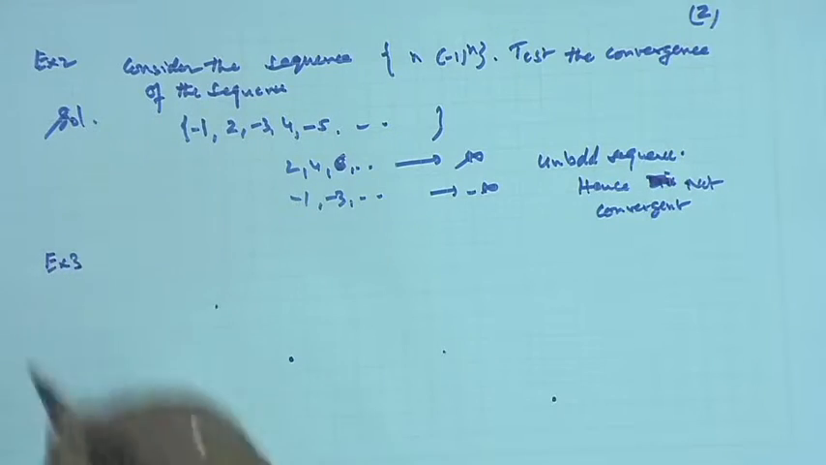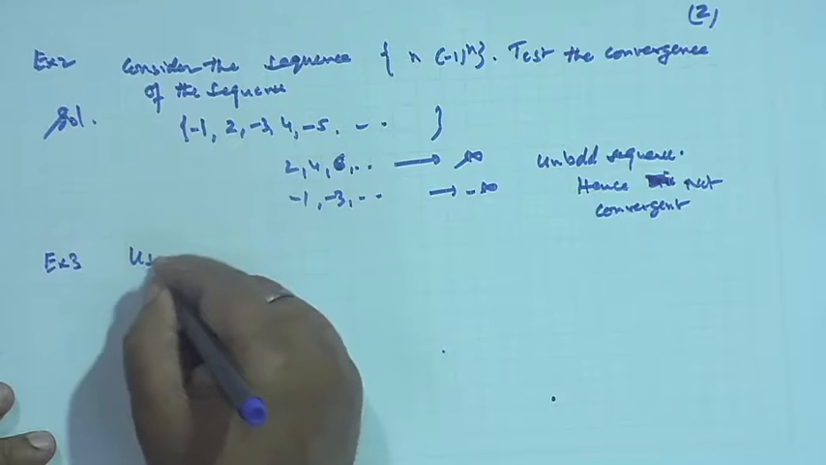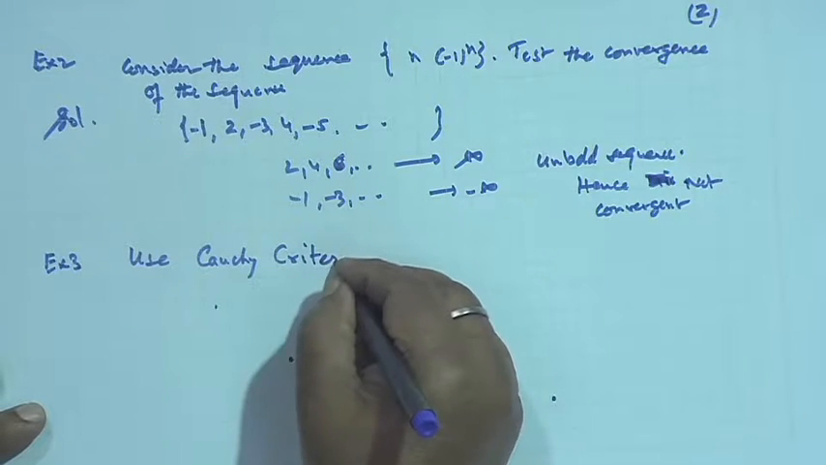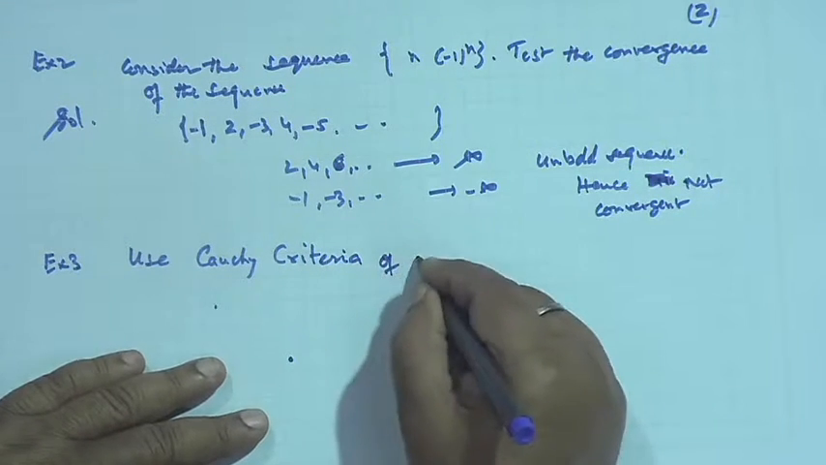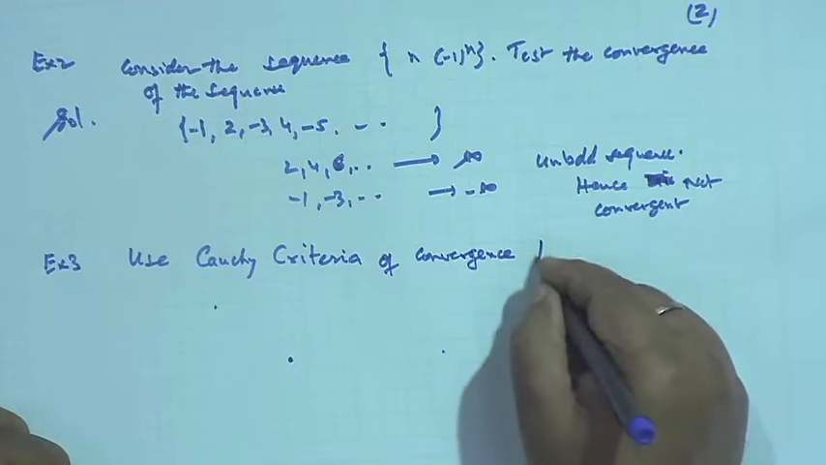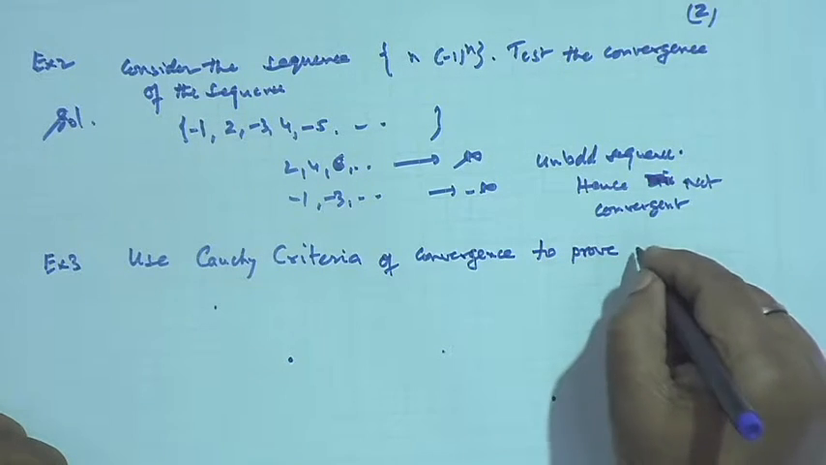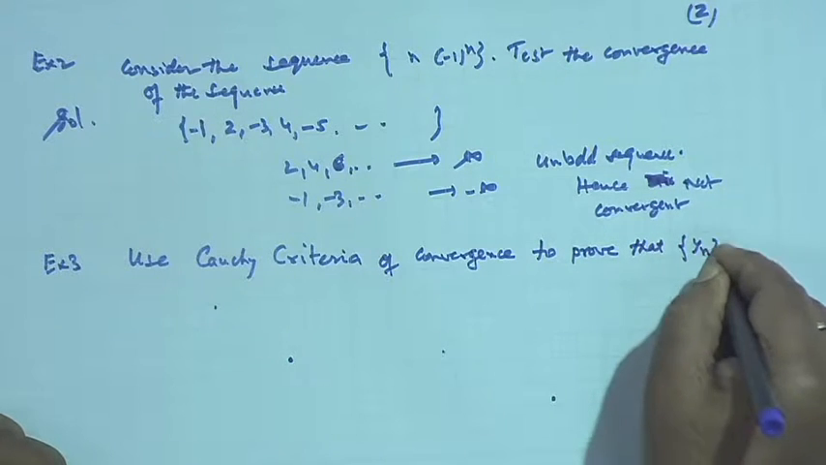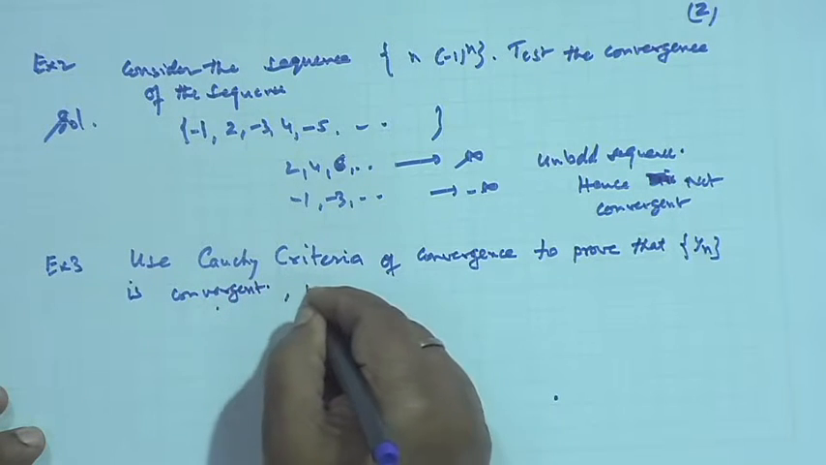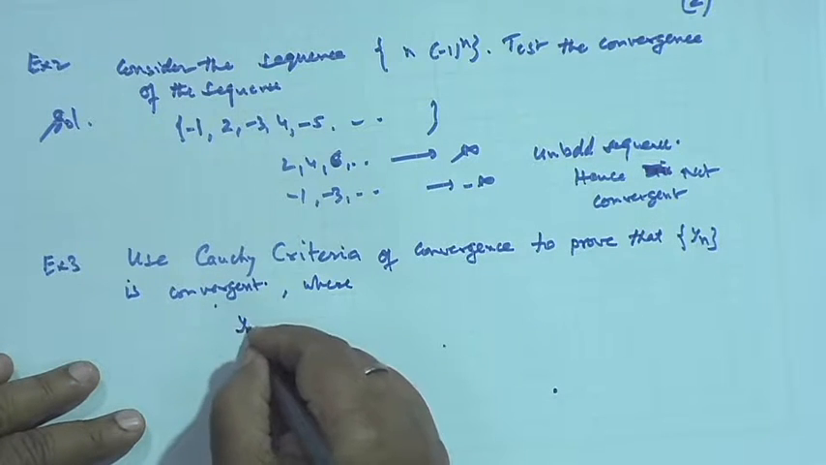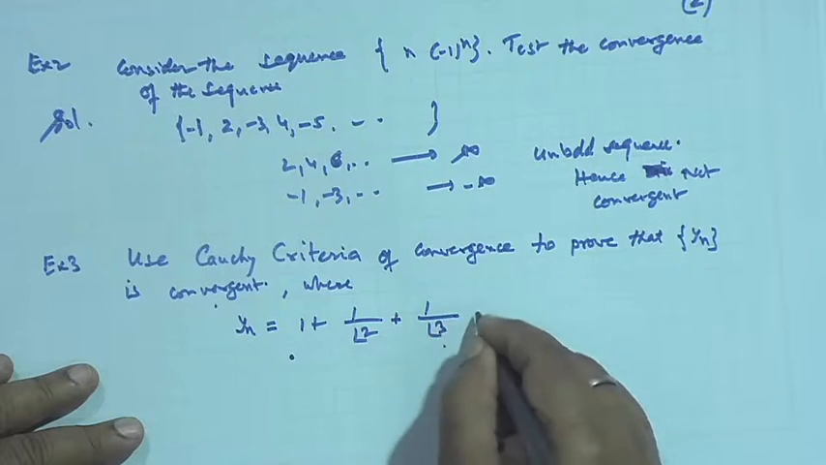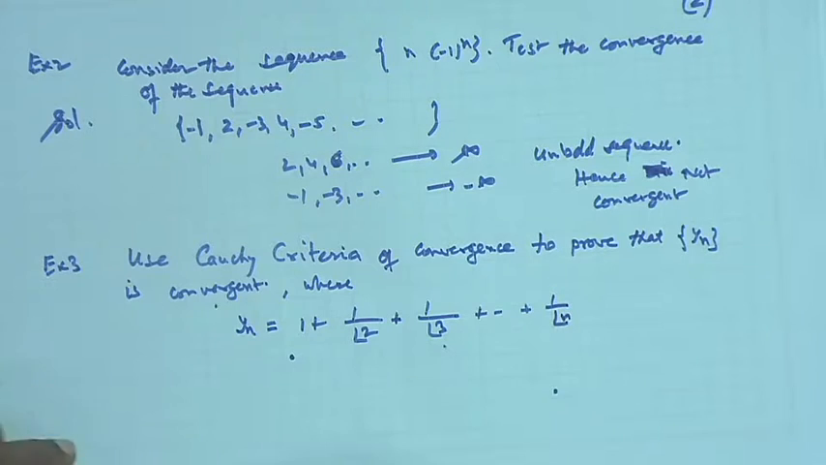Exercise. Use the Cauchy criterion of convergence to prove that the sequence yn is convergent, where yn is 1 plus 1 by factorial 2, plus 1 by factorial 3 and so on, up to 1 by factorial n.